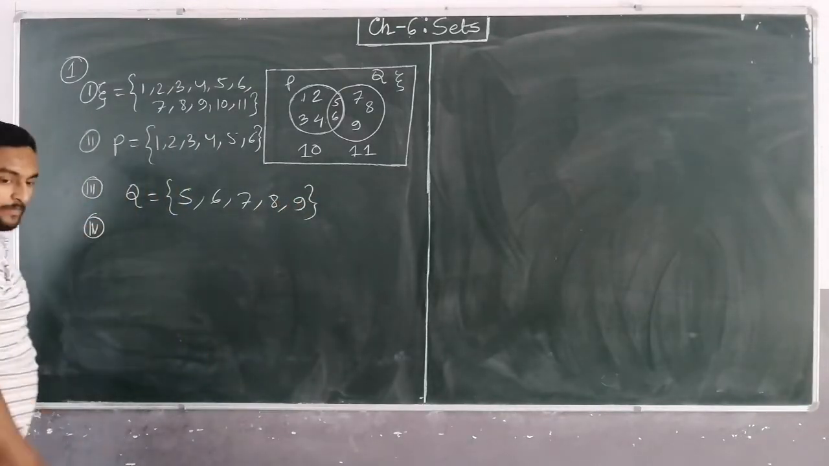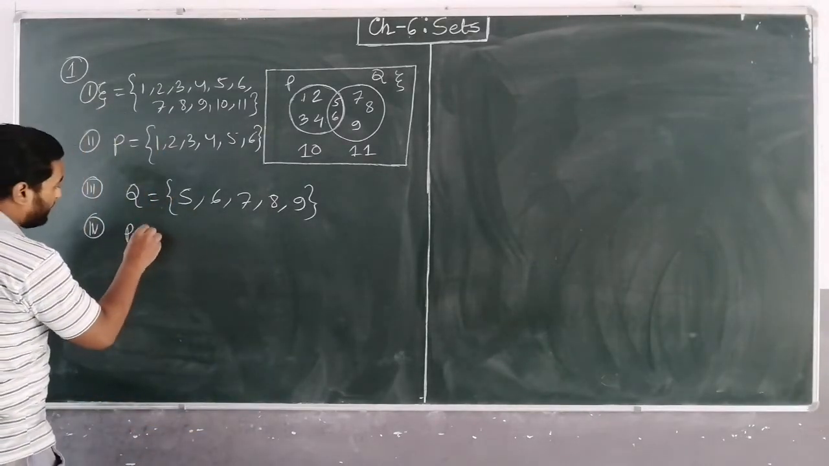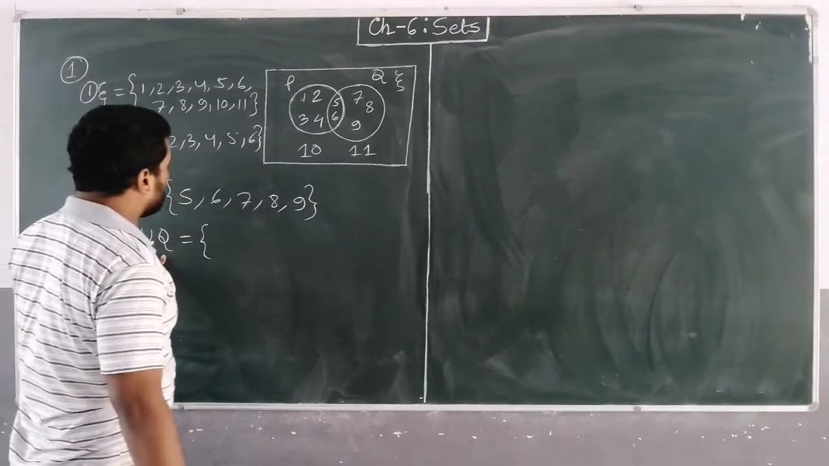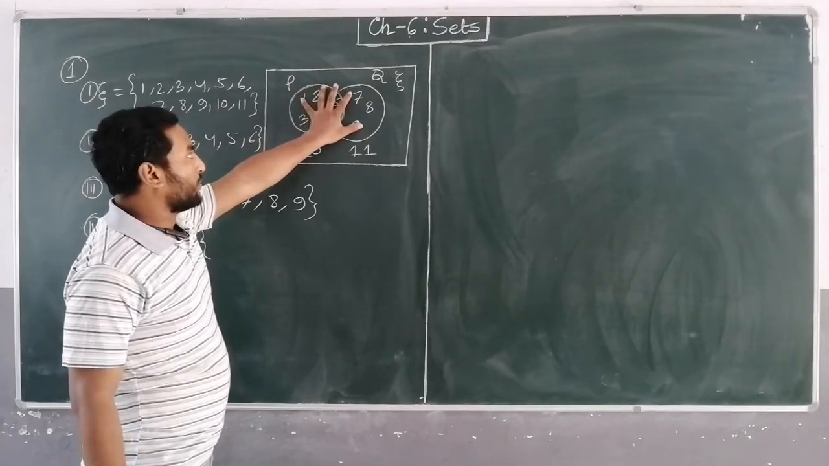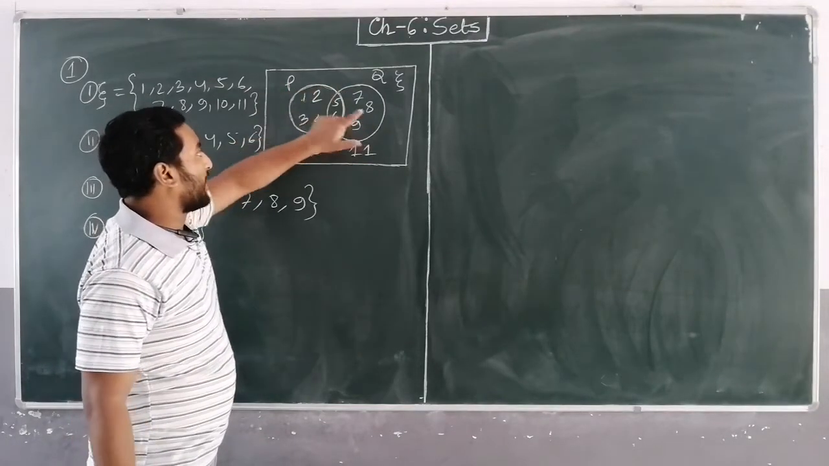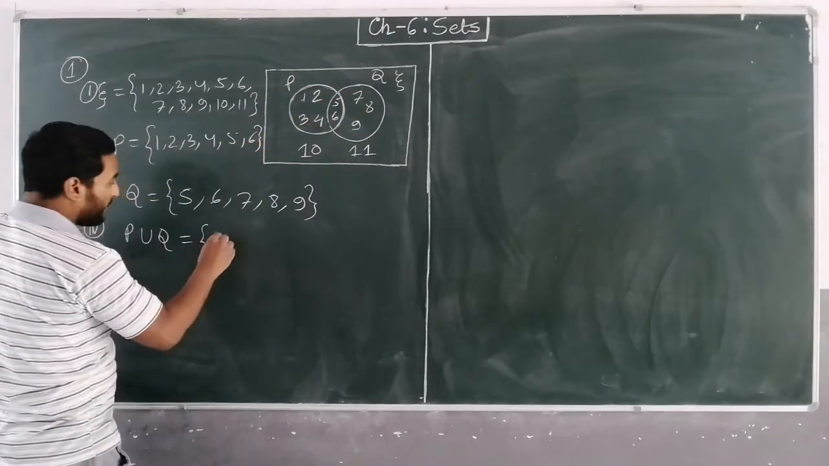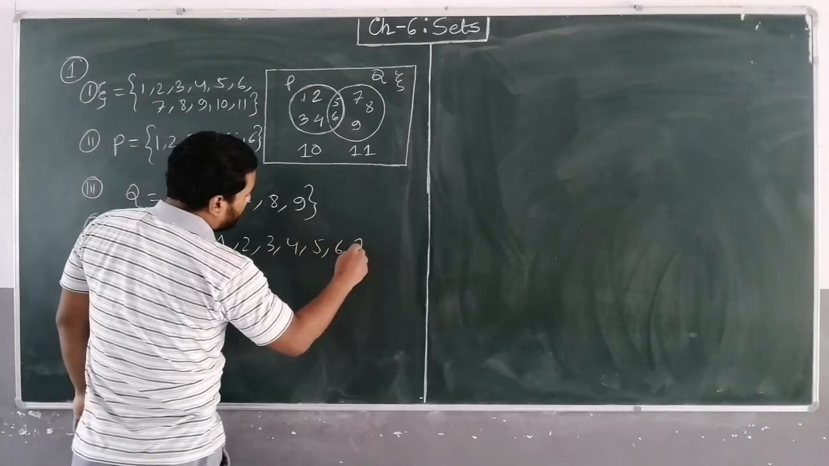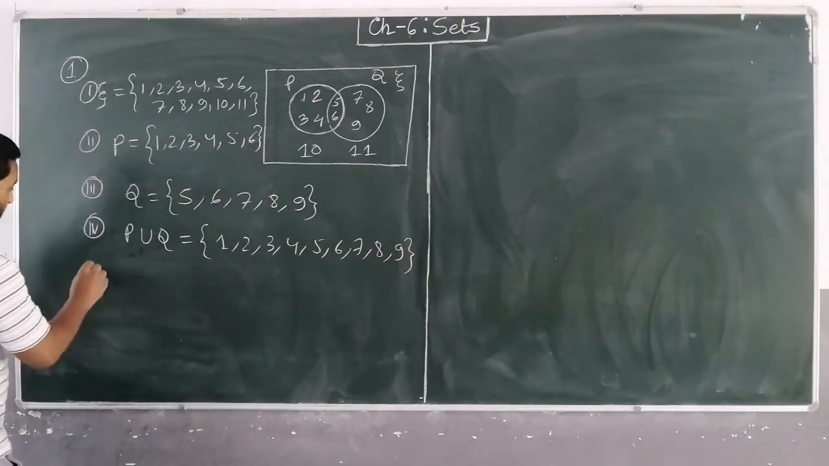Fourth part. It is given that P union Q. P union Q is the set of all the elements included in P and Q. So this part, the union part: 1, 2, 3, 4, 5, 6, 7, 8, 9.